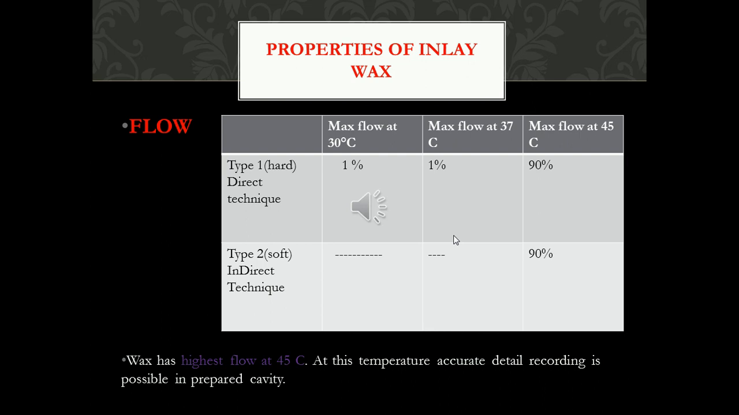This is the molding or the softening temperature, and this is the temperature at which we heat the inlay wax and make our wax pattern. And at this temperature, accurate detail recording is possible in the prepared cavity, which may be within the mouth as in the direct technique, or it may be on the die as in the indirect technique.